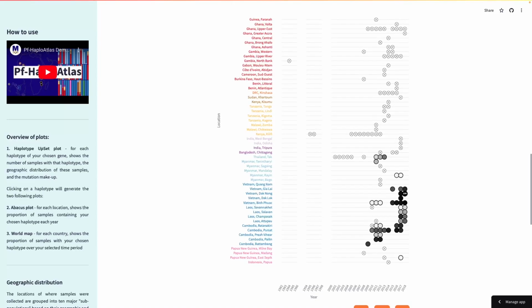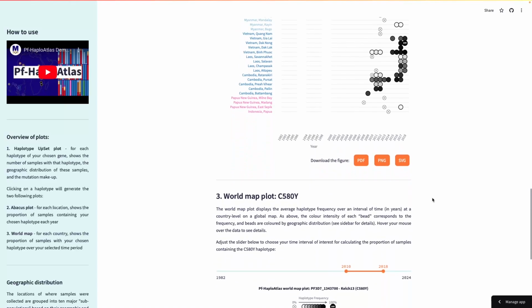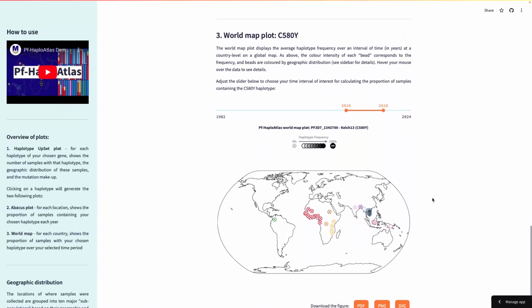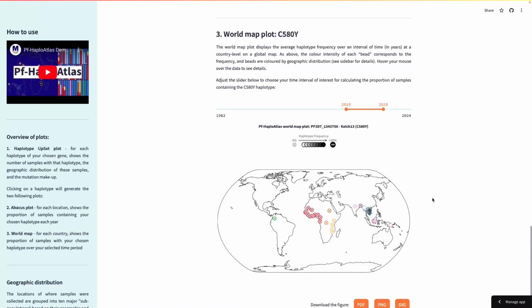Now I'll introduce you to the last of the three plots, the world map plot. This plot displays the average frequency of the haplotype over an interval of time of your choice, and this is done at a country level. Similarly, as before in the Abacus plot, the colour intensity of each bead corresponds to the haplotype frequency. On the world map plot, the beads have got a ring of colour around them which indicates their geographic distribution. And remember, you can check the sidebar to see which colour corresponds to which geographic population.